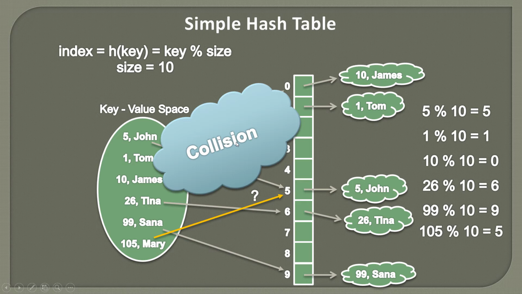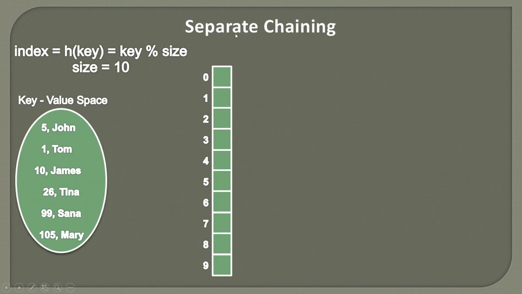Now in this video we will see how we can resolve this collision using a strategy called separate chaining. So friends, what we do in separate chaining is, in case we encounter a collision, let's say when we try to store 105, on the 5th index we already found the value 5, John. So when this collision occurs, at the 5th index we simply store both the values in a list. That list is nothing but a simple linked list, where whenever we encounter a collision we simply add that element in the list which belongs to that particular index.